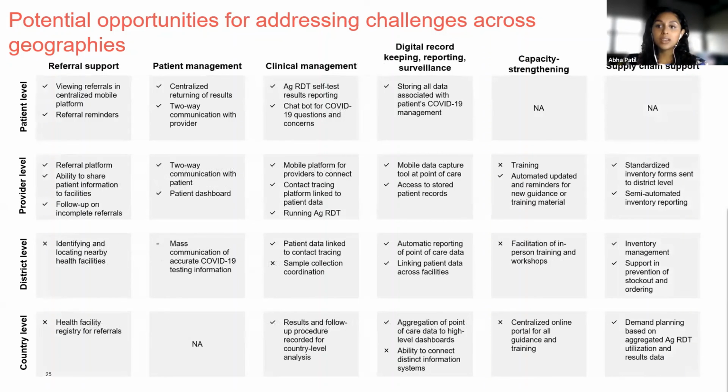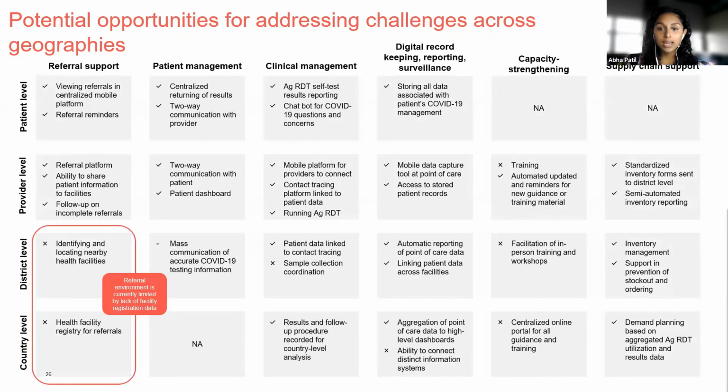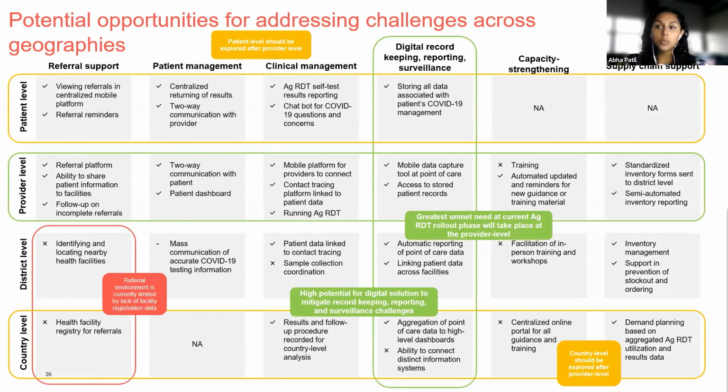So this is just a broader overview of what our team had thought for opportunities across our use cases at different levels and how we had worked to prioritize them. So our thinking right now is really to focus on digital record keeping, reporting, and surveillance, and potential use cases across the provider level, because that's where we're really seeing that the greatest unmet need and greatest burden is falling onto providers at this point in the Antigen RDT rollout, and that there's great potential for a digital solution to alleviate burdens within this column of digital record keeping, reporting, and surveillance.